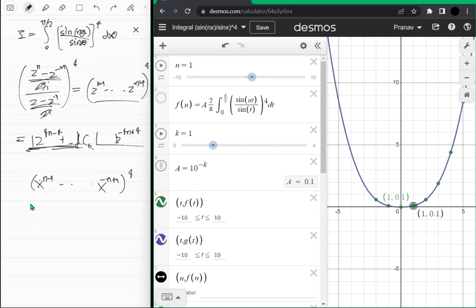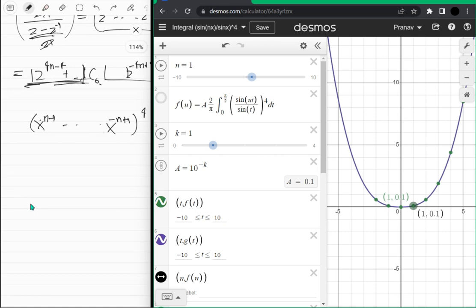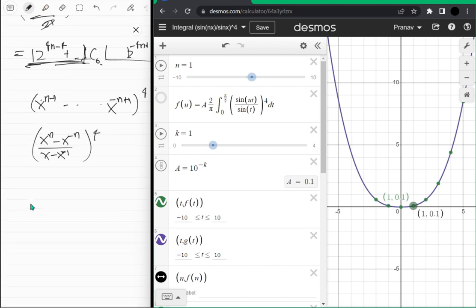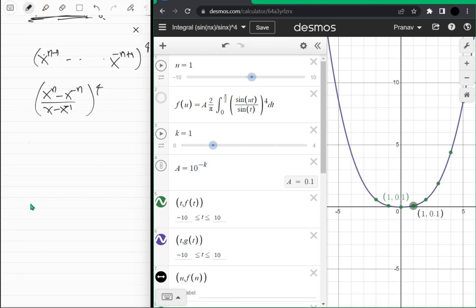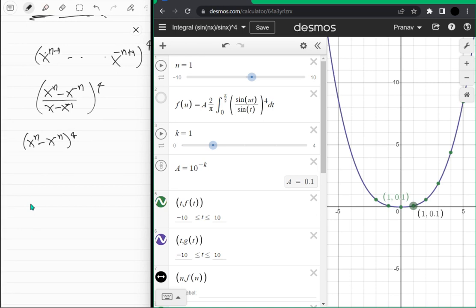So now the real question is, how do you get the quotient of x power 0 in this expansion? We can write this as (x power n minus x power negative n) upon (x minus x power negative 1), just like always, to the power of 4. Which can be written as (x power n minus x power negative n) to the power of 4. And then, you know what, just take that 1 upon x out, right? So you will get x power negative 4 in the denominator. So basically x power 4 in the numerator, right?